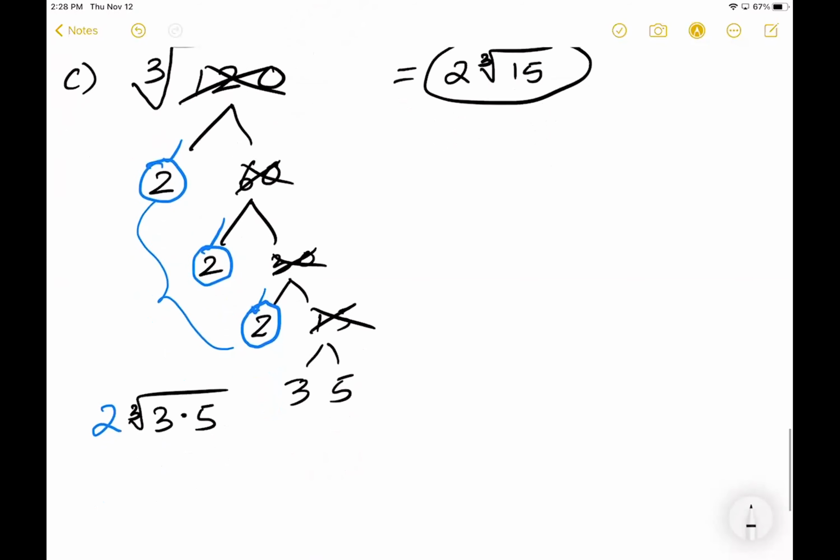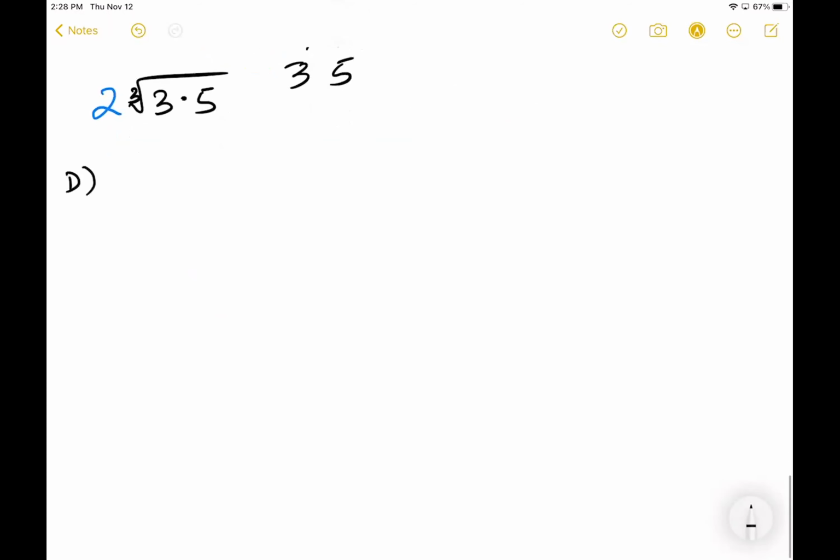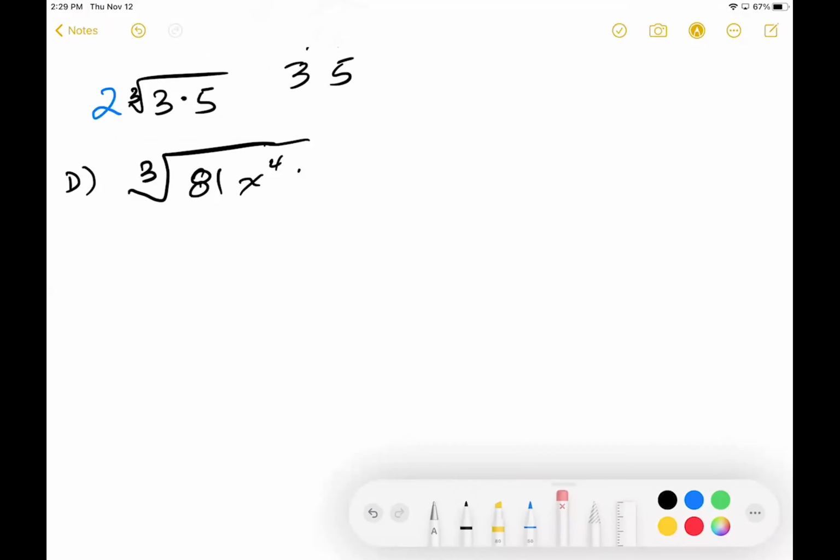So let's challenge you guys. This is where the problem comes in, ladies and gentlemen. Let's say we have, let me see, let's say we have the cube root of 80 x to the 4. Let's do 81 actually first. Let's start one thing at a time.